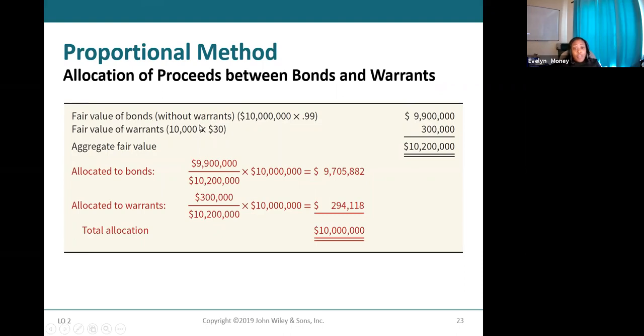So we find the fair value of the bonds without warrants. That was in that first sentence. So we take the 10 million and the fair value was 99. So 9.9 million is the value of the bonds. I'm going to record that as bonds payable.